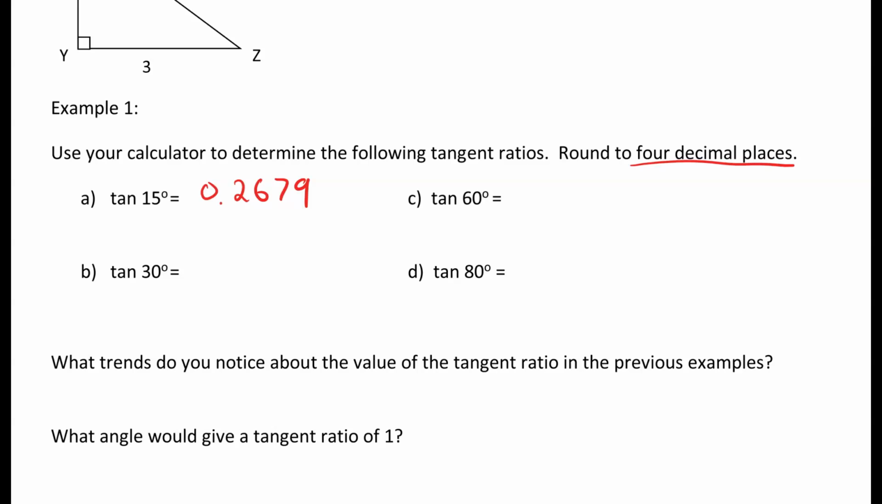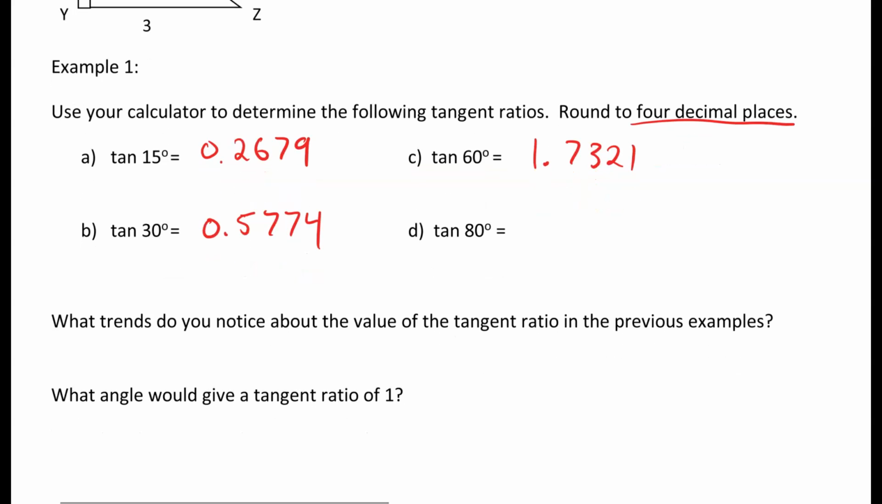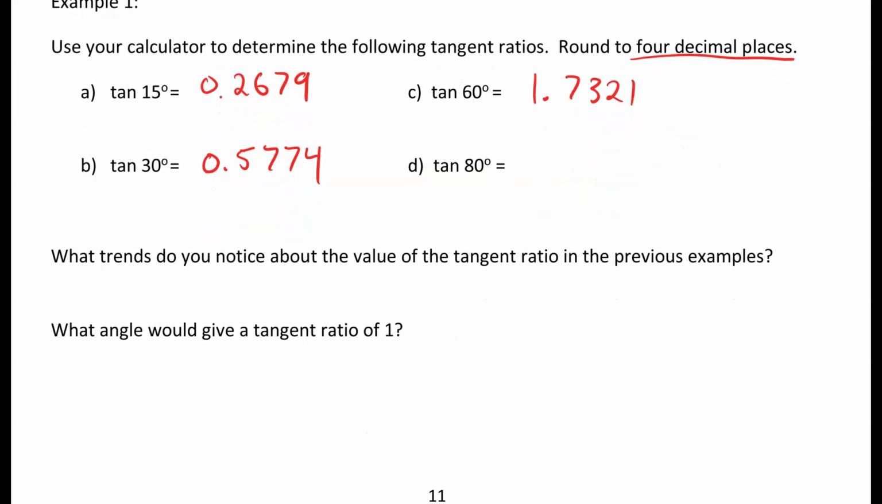Now, if we're looking at B here, we have tan 30. Tan 30 is going to be equal to 0.5774. Tan 60 is going to be equal to 1.7321. And now, like the other ones, I'm going to leave this last one for you to calculate on your own so that you can confirm that you are putting it into your calculator correctly. So please make sure that you are doing this on your own to make sure that you understand how to properly type it into your calculator.